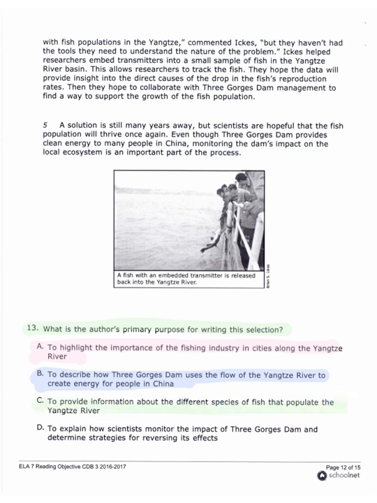C, to provide information about the different species of fish that populate the Yangtze River. D, to explain how scientists monitor the impact of the Three Gorges Dam and determine strategies for reversing its effects. Please proceed to slide 13.